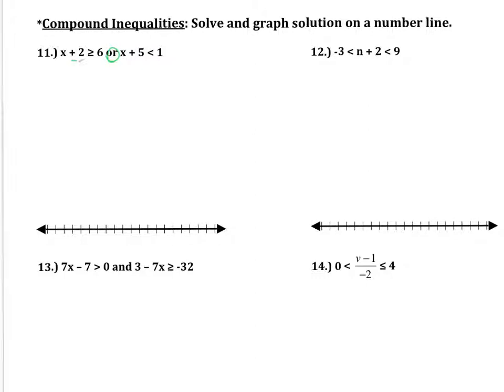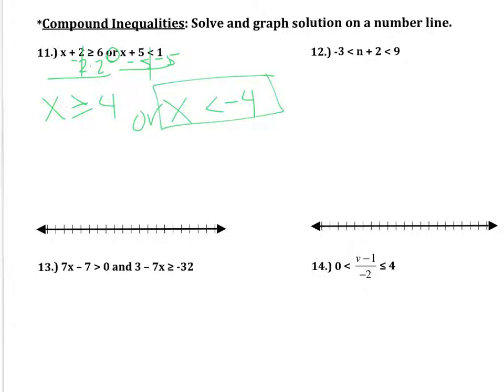So we're going to start by subtracting 2 from both sides of that first inequality. So x is going to be greater than or equal to 4. The other one, we're going to subtract 5. So x is going to be less than negative 4. So we have two things going on. So x is greater than or equal to 4, or x is less than negative 4.